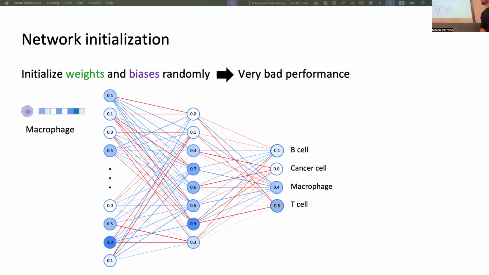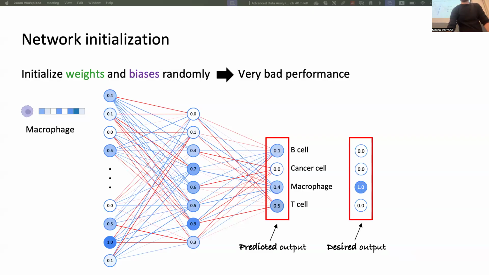At the beginning, you initialize the neural network with random weights and biases. You put random values, and of course, the output is going to be garbage because there's no actual relationship between the input and the output. If all these weights and the biases are random values, the percentages, the probabilities that you're going to see here are also random.